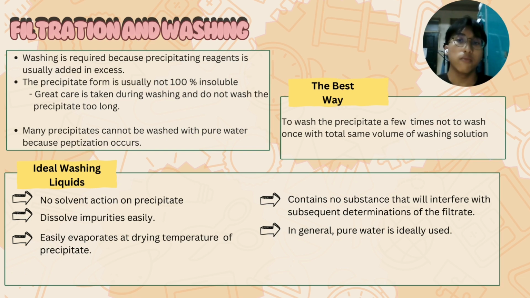So there are five ideal washing liquids. The first one is no solvent action on the precipitate. The second one is that dissolved impurities easily evaporate at the drying temperature of the precipitate, and it contains no substance that will interfere with subsequent determinations of the filtrate. And the last one is, in general, pure water is ideally used.